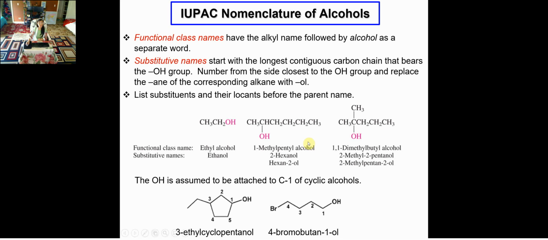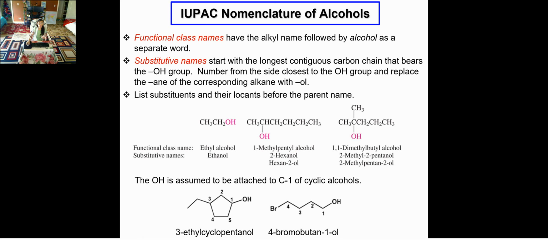The second molecule has carbons 1, 2, 3, 4, 5, 6 totally. How do we name it? You have two nomenclatures. The functional class will be named this way. You start naming your carbon which is connected to your OH. So carbon 1, 2, 3, 4, 5. Totally you have 5 carbons, which are directly connected to the OH. You call this pentyl.